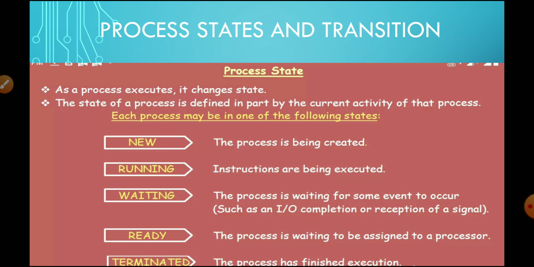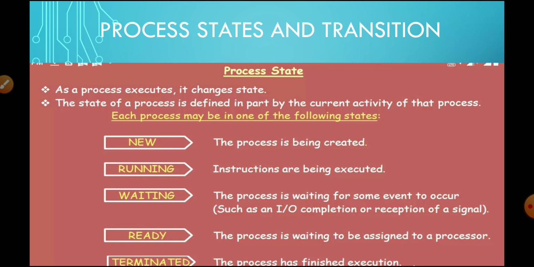Next we have the ready state. The process is waiting to be assigned to a processor. When the process has been created, the new state is already over, and it is not yet running. So after the process is created and before it runs, it has to be assigned to a processor so it can start its execution. At that moment we say that the process is in the ready state.